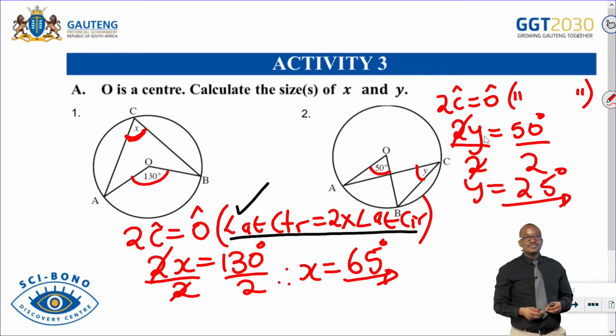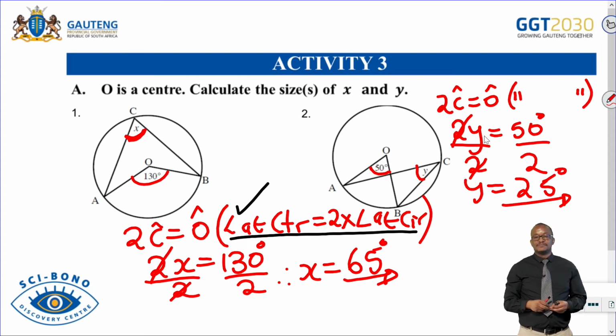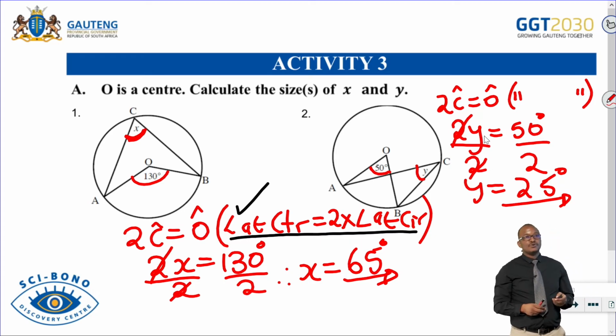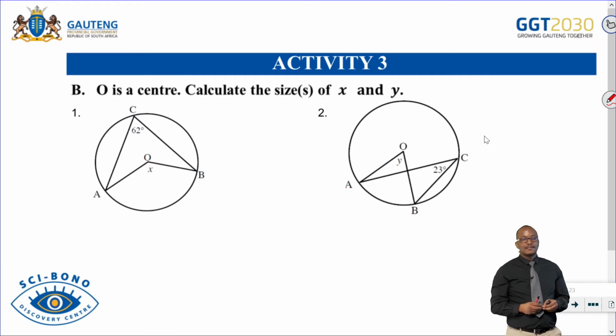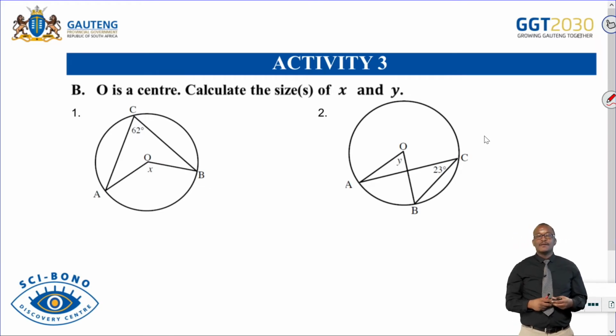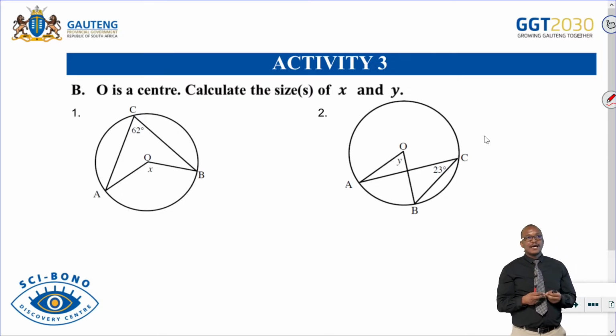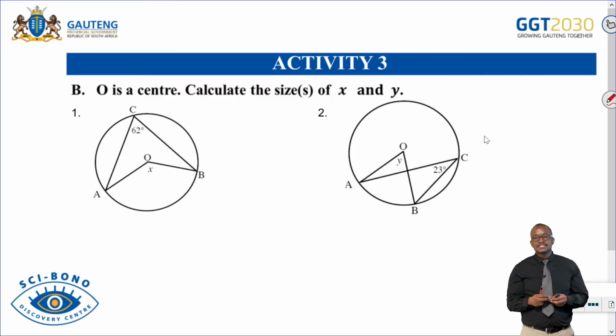So that's how you use that theorem. Angle at center is twice the angle at the circumference. Looking at the very same theorem, but now we are given the angles at the circumference and we have to determine the angle at center. Now, the question says O is the center. Calculate the sizes of x and y.